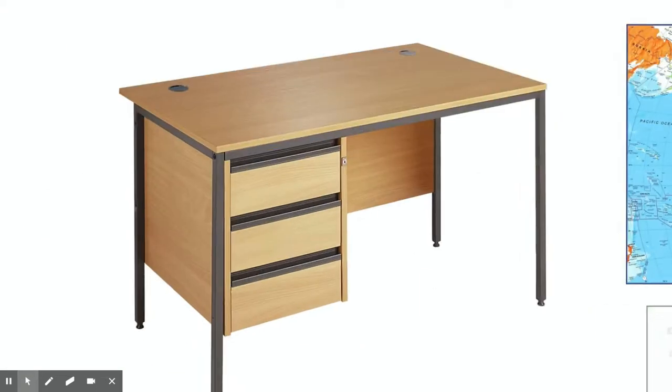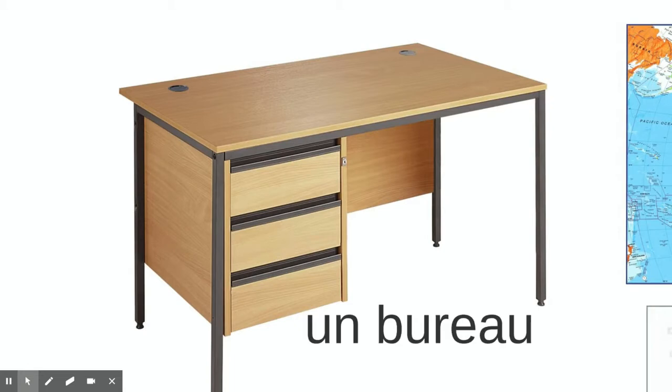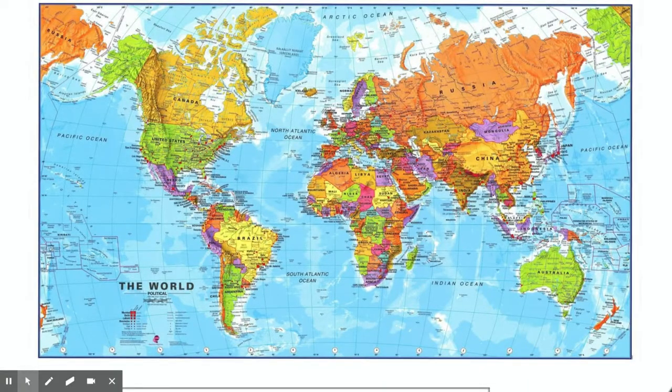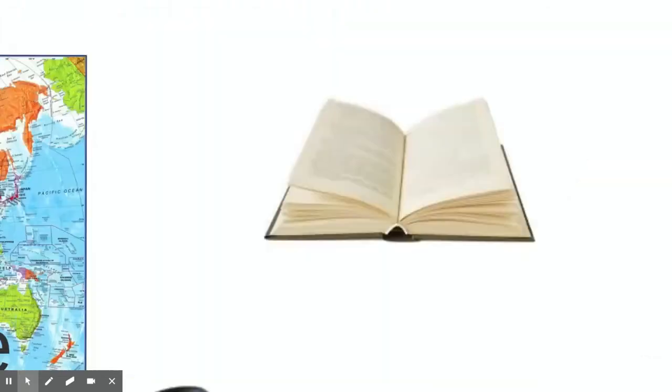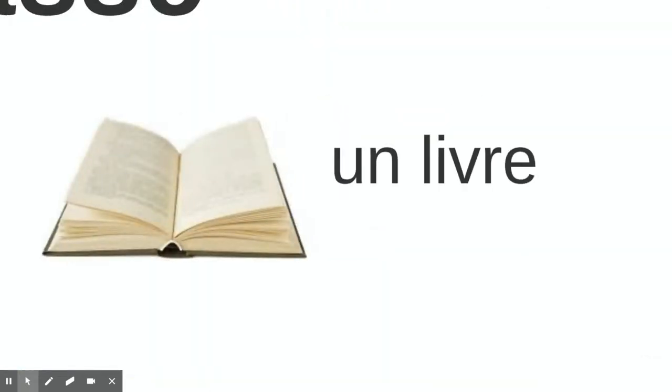En premier, on a un bureau, and so un bureau is a desk. So something that would be like my desk or Miss Burrow's desk or things like that. Et puis une carte. Une carte, c'est facile, that's a map. Ça, c'est un livre. So this is a book, un livre.